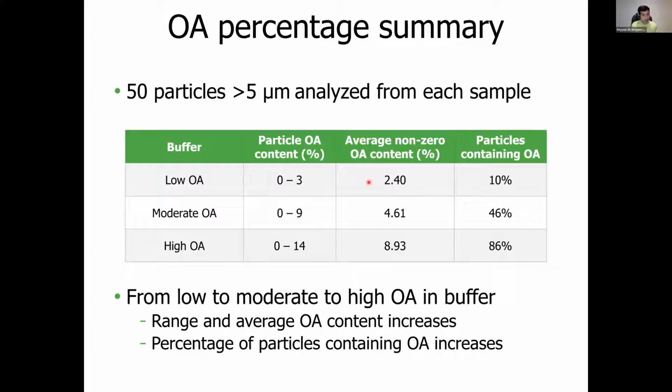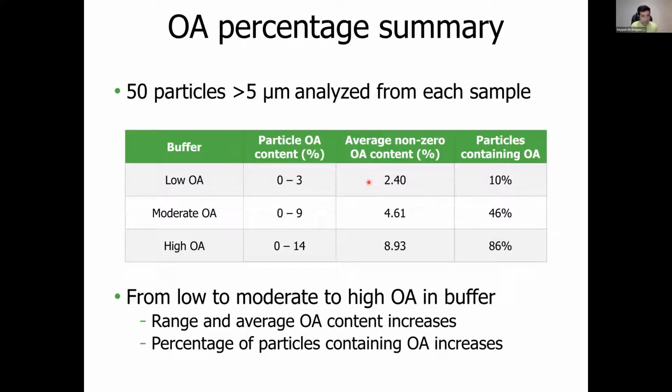First, do OAs actually lead to higher aggregations? While both low and moderate OAs had roughly the same amount of particles in them, between 1700 and 2000 particles in around 50 microliters, high OA content buffer had around 4,100 particles, almost double the low OA buffer, which is an indication that high OA content leads to higher aggregation.